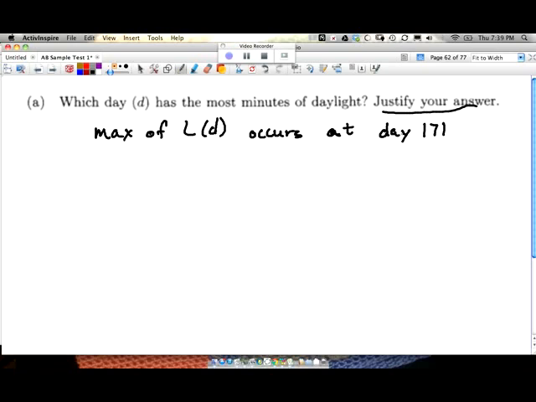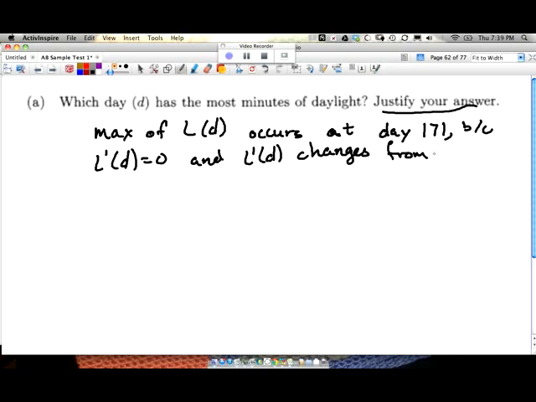And what else can we say about that? It says justify your answer. So we're going to say because L prime of D equals 0 at that point, and L prime of D changes, the slope changes from positive to negative. There you go. That should be enough, because just by looking at the graph we could say those things.